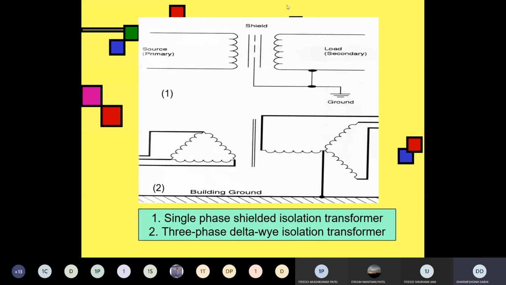Are you able to see with this screen, all of you? Yes, sir. Okay.